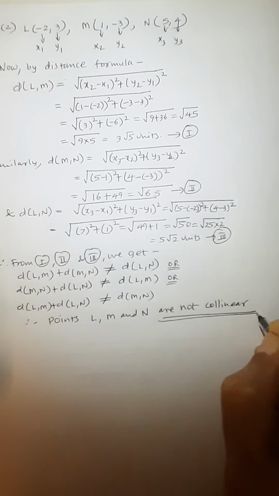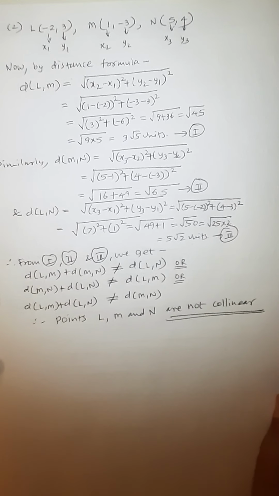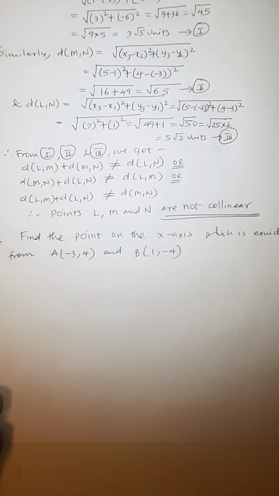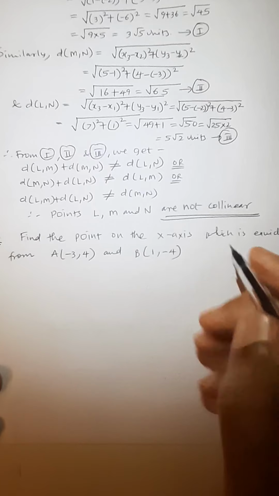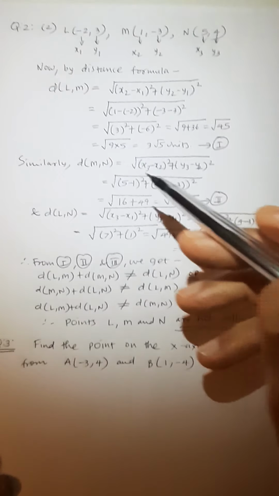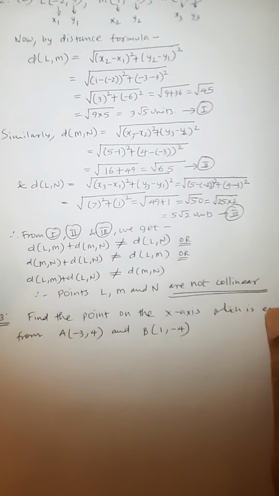This is how we can prove whether the points are collinear or not using the distance formula. So the rest of the sums in question 2 you will have to do by yourself. I will move to the third sum now. This is the third question. I did 2 sums and you have to solve the remaining sums.